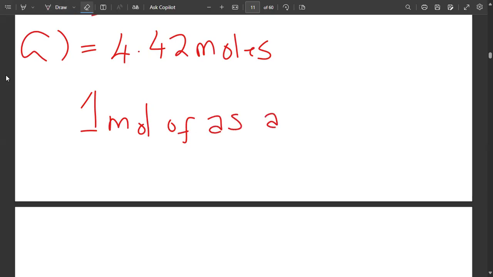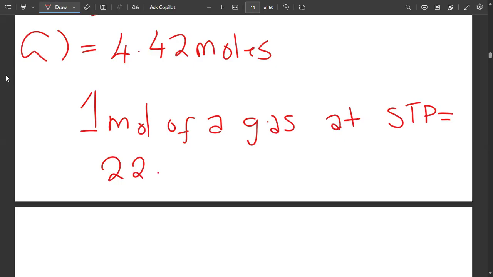1 mole of a gas at STP is equal to what? It occupies 22.4 liters as volume. So which means the volume occupied by 1 mole of a gas at standard temperature and pressure is 22.4 liters. Now that we have that, we can simply calculate the volume from the number of moles that we've been given.